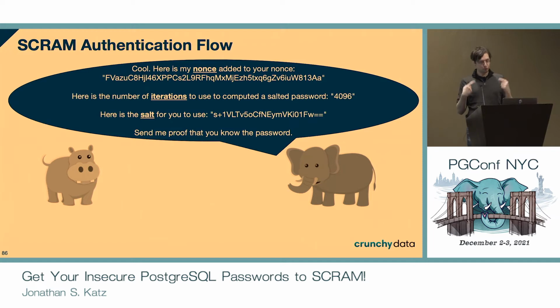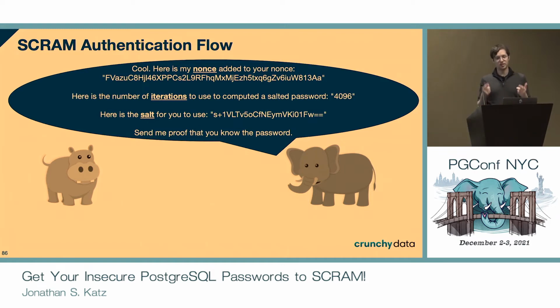We need to be able to create proof that each side knows the password. So Postgres is going to give some hints, because we can't just do this blind. We've got to give some hints. Postgres is going to send over the number of iterations you need to compute that salted hash password we talked about before. It's also going to send over the salt, because even with the salt, there's not much you can do, but you need the salt to begin doing the generation process.